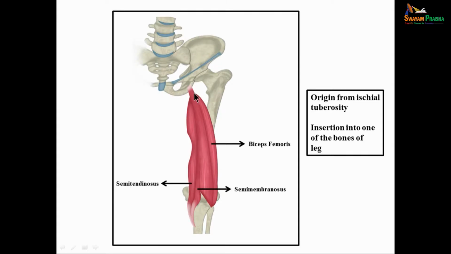Now, look at this picture. So, you can see all the muscles which are arising from the ischial tuberosity, and they are inserted either into the tibia or into the fibula, crossing the knee joint.